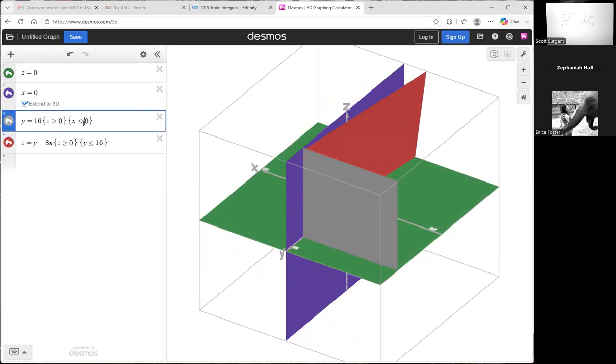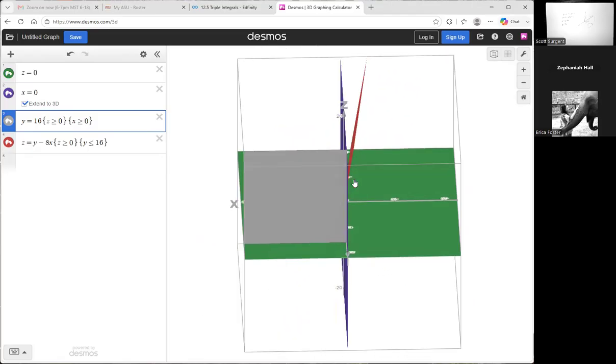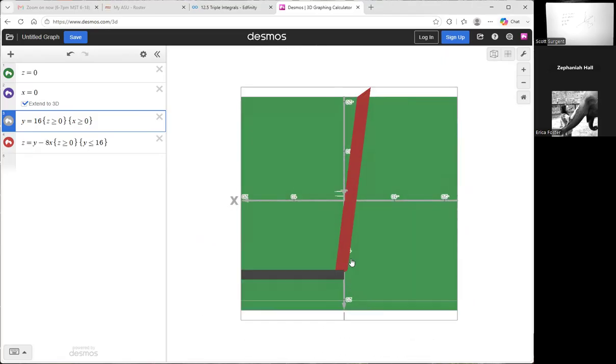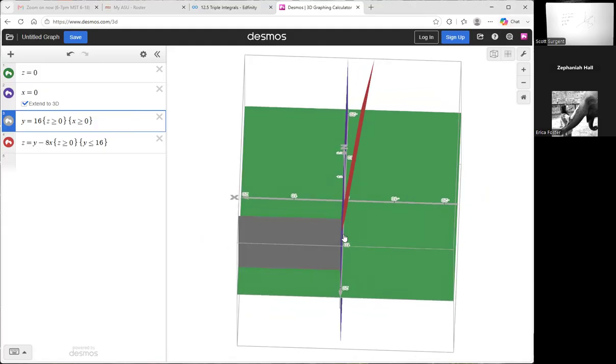Yeah, this one's getting a little tricky here. Like I said, this one, oops, let's try this. I'm trying to get the region here. I can kind of see it. Yeah, okay. I think it's starting to take shape. It's a sliver of a region. For x equal to 0, that's the YZ plane.